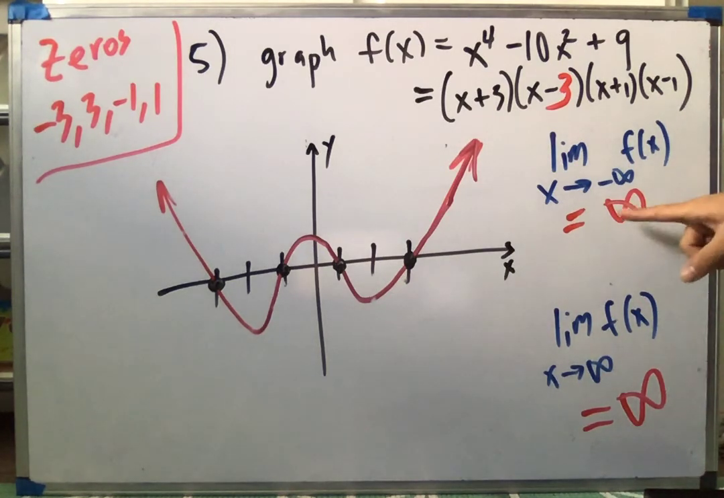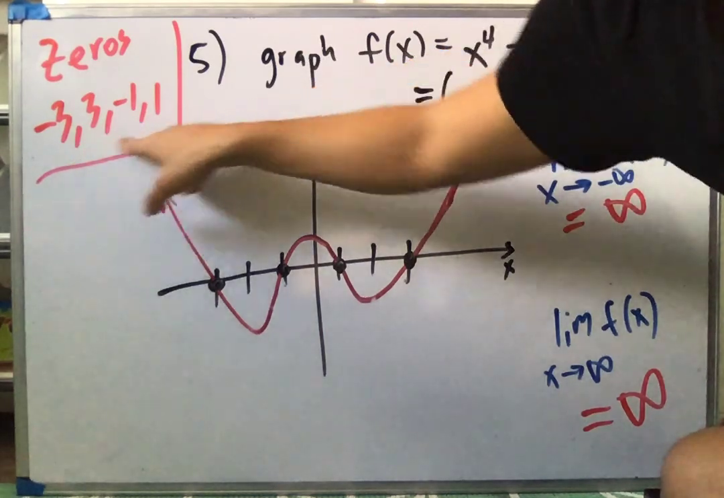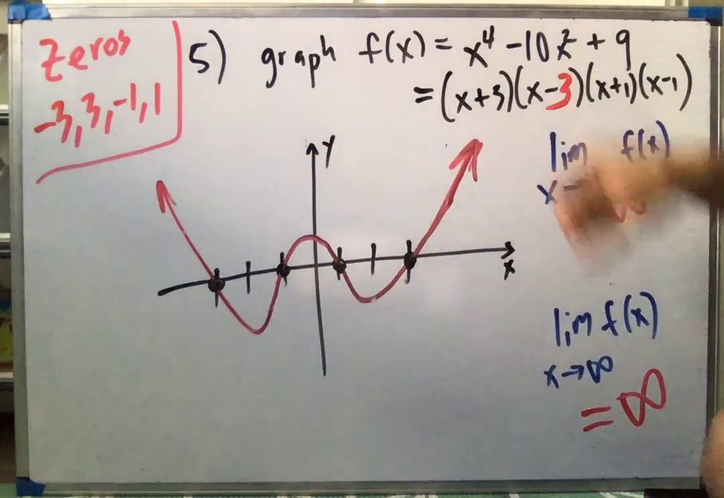Does it follow my rules? Yes, it goes towards infinity on both sides. And does it hit the zeros the way that it's supposed to? These are single multiplicity zeros, and it just passes straight through. So yeah, we're good.